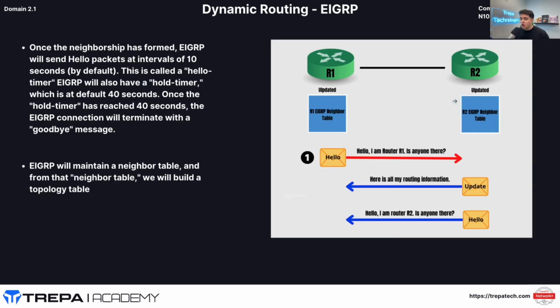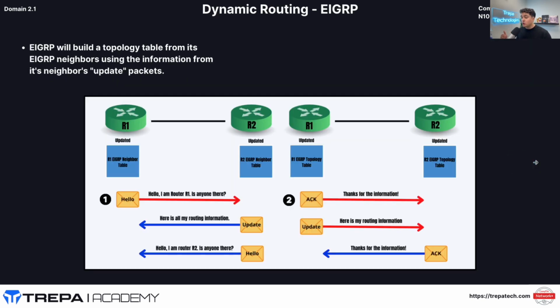Once neighborship has formed, EIGRP will send hello packets at intervals of 10 seconds and hold timers, or dead timer packets, at intervals of 40 seconds. After not hearing from a neighbor in 40 seconds, we consider that neighbor down and dead, and we no longer have that neighborship. EIGRP will maintain a neighbor table, and then from that neighbor table, we will build a topology table. So this is getting into how a routing protocol like EIGRP begins to build our global routing table. EIGRP will build a topology table from its EIGRP neighbors using information from its neighbors' update packets.